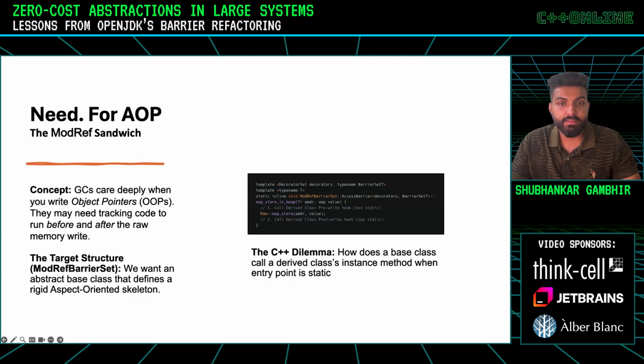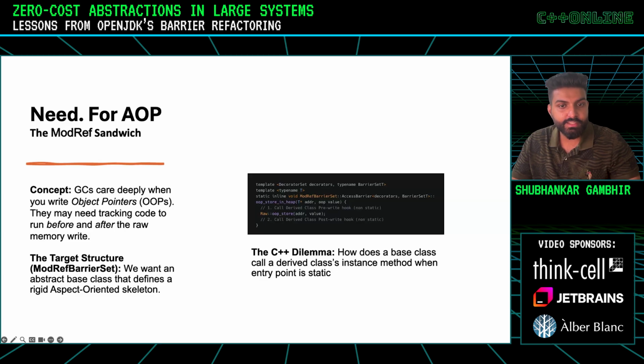Look at the code on the right. We want a sandwich. We want to call the pre-write hook, do the raw memory write, and then call the post-write hook. Now, these hooks are stateful instance methods. That is, they need an object.